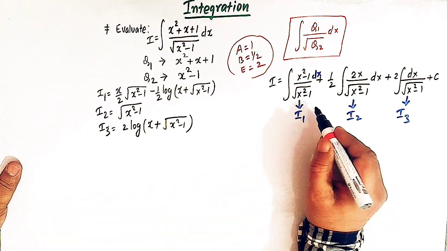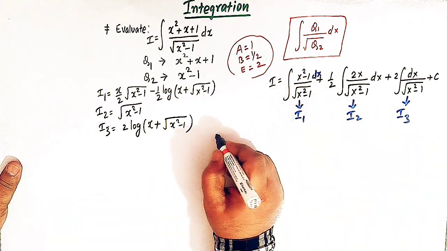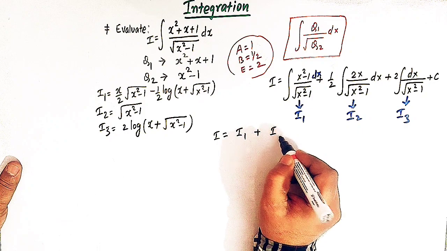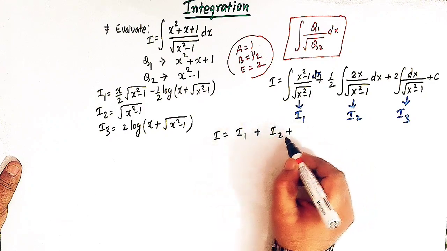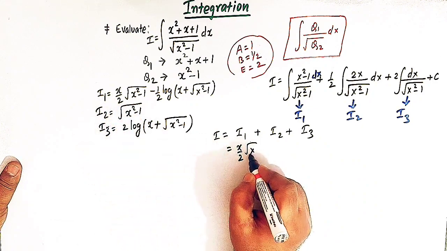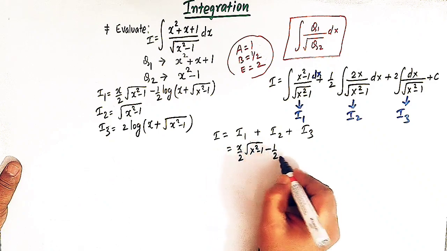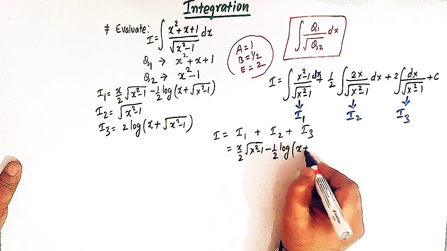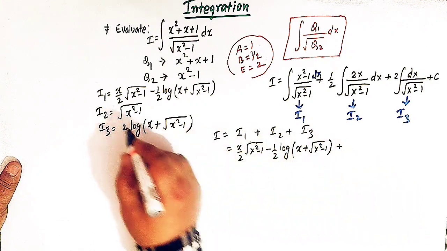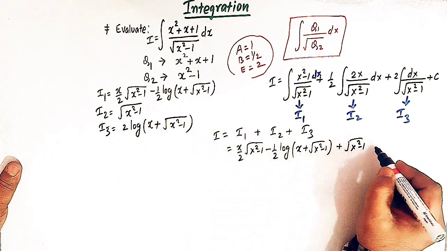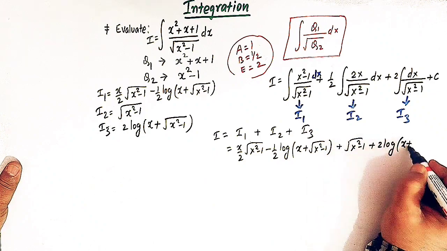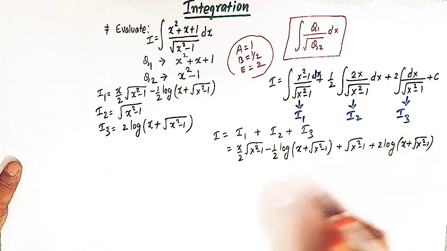So viewers, this is how we can find out the values of I1, I2, I3. Now to get the value of this integral, we can add all these three integrals, that is I1 plus I2 plus I3. So I1 is x over 2 times √(x² − 1) minus half log of x plus √(x² − 1). Then I2 is √(x² − 1), and then I3 is 2 times log of x plus √(x² − 1), right?